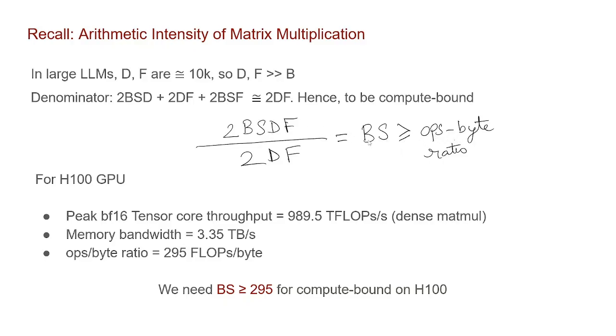ops-to-byte ratio of the GPU, where B is the batch size and S is the number of tokens in each sequence. Taking a particular GPU, if we get its ops-to-byte ratio, so for H100, the throughput is 989 teraflops per second, and the bandwidth is 3.35 terabytes per second. So its ops-to-byte ratio turns out to be 295 flops per byte. So for a matrix multiplication to be compute bound on H100, we want BS greater than 295.